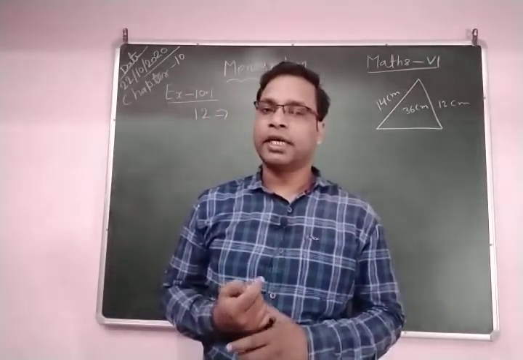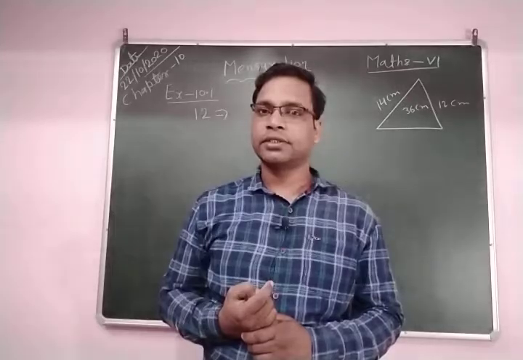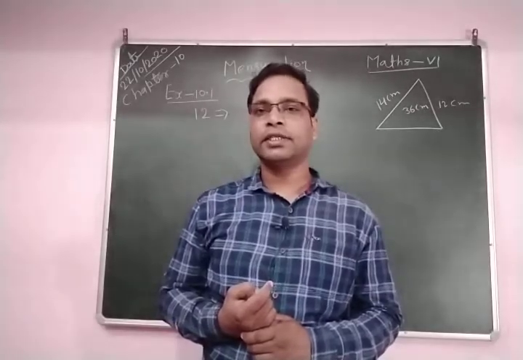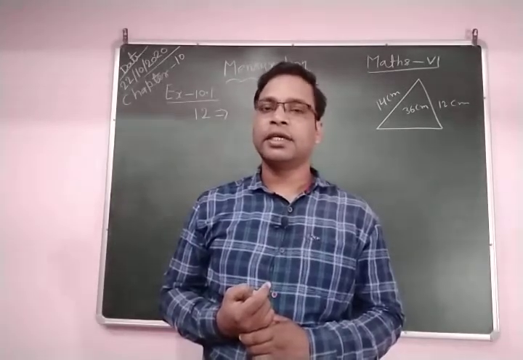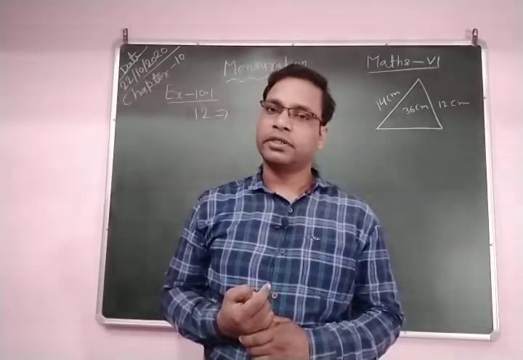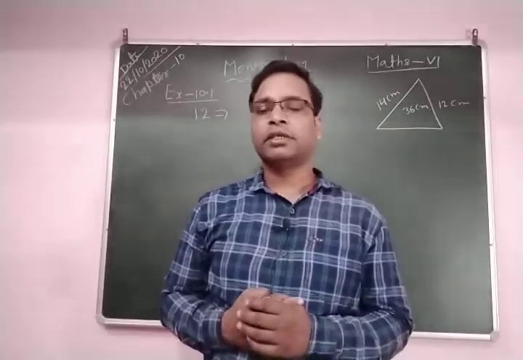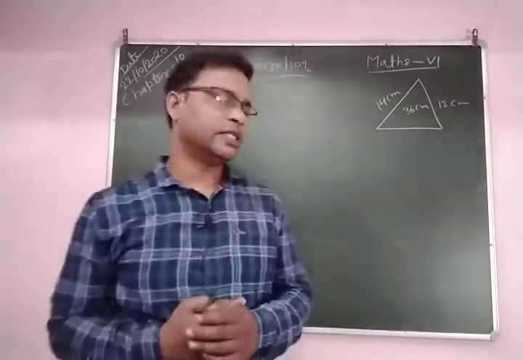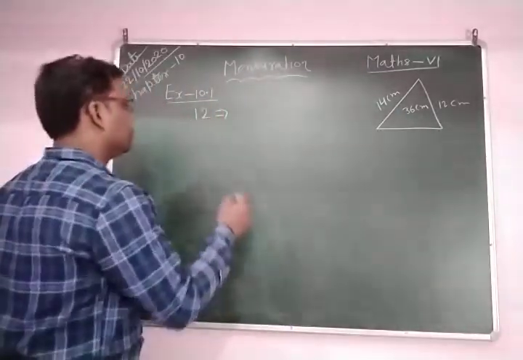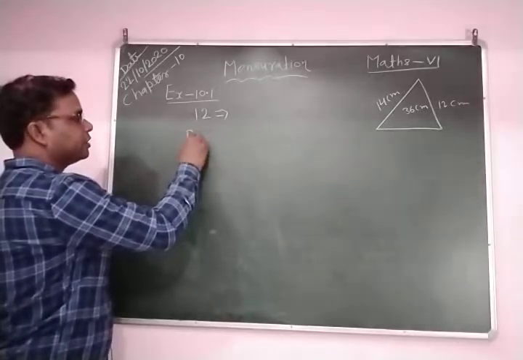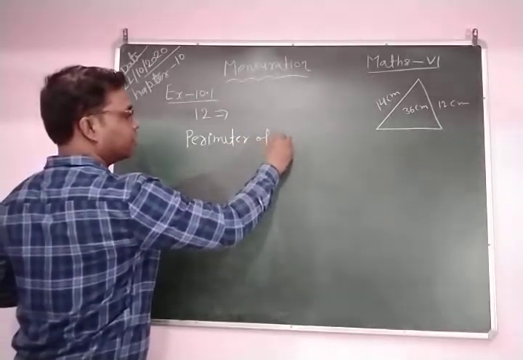On the basis of sides, triangles have three types: equilateral triangles, in which all sides are equal; scalene triangles, in which all sides are unequal; and isosceles triangles, which have two equal sides. But the perimeter of a triangle is the sum of all sides, that is, the sum of three sides. So here the sum of two sides is given, and the perimeter of the triangle is given here.